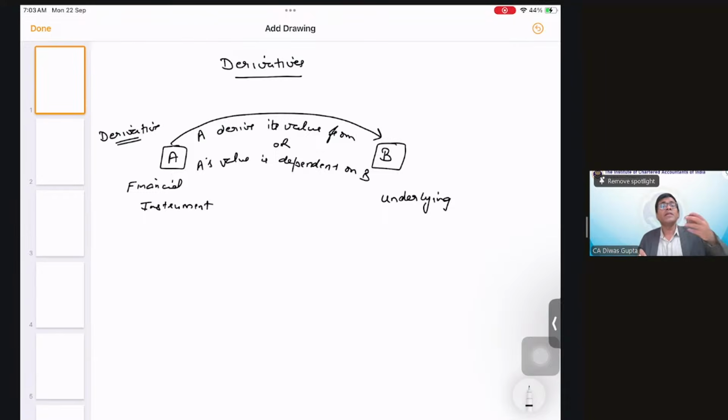However, there will be certain terms and conditions attached to it, right? For example, the value of A will be dependent on the value of B. This is one of the terms and conditions. So this completes the basic part. First of all, in a derivative situation, there have to be two different elements, A and B. A's value is dependent on B. B acts as an underlying and A acts as a financial instrument. Clear, students?